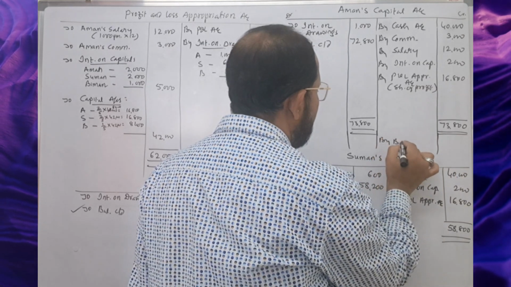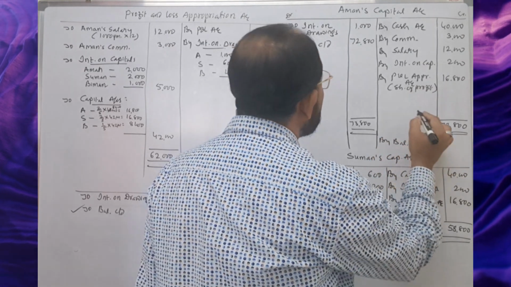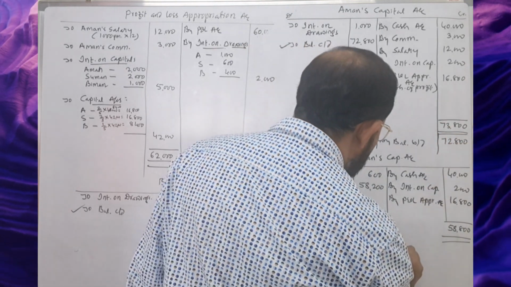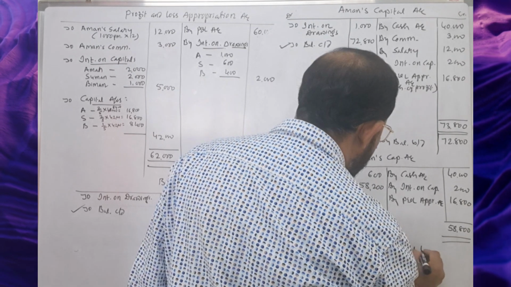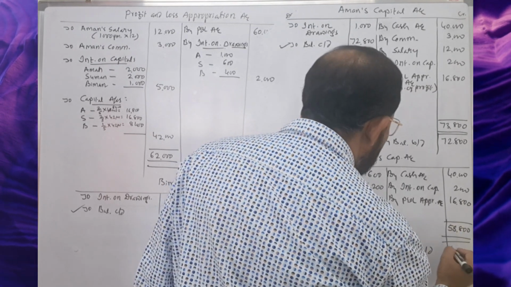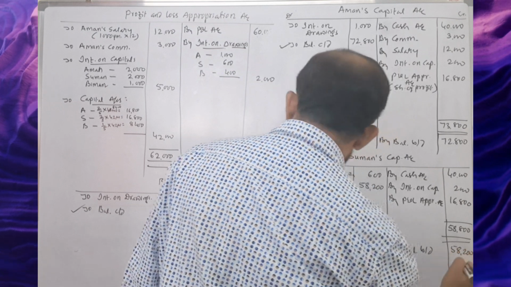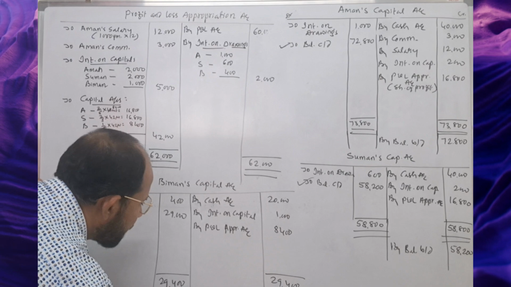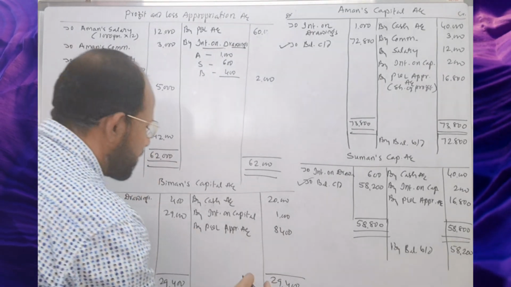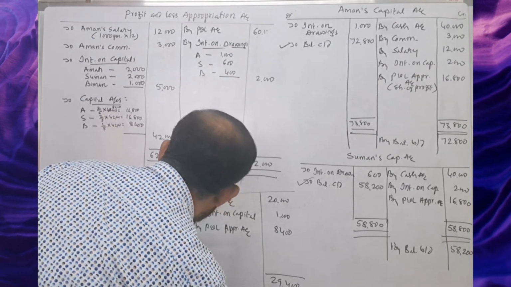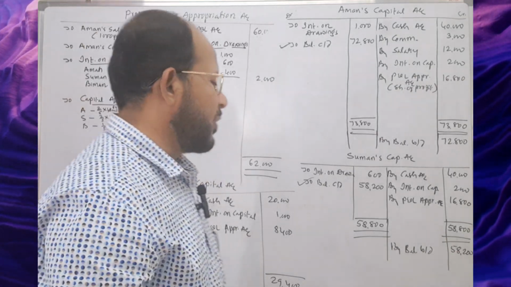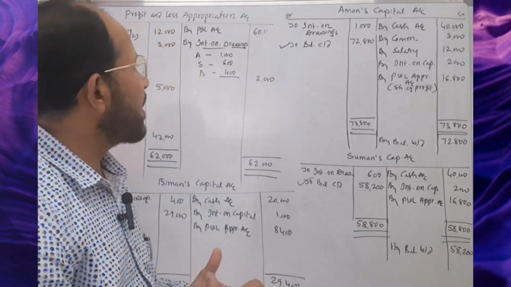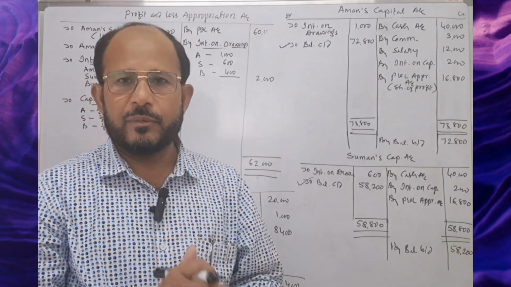The same amount we have to write on the credit side, like by balance brought down rupees 72,800. Here you write by balance brought down. What is the amount? 58,200. Next one, here you write by balance brought down. For the next year, this will become the opening capital of that particular partner. This is the way how we have to prepare partners' capital accounts under fluctuating capital method.